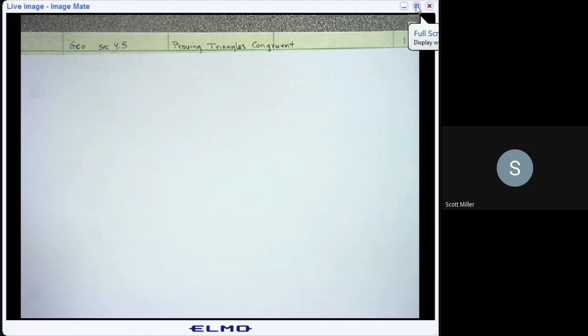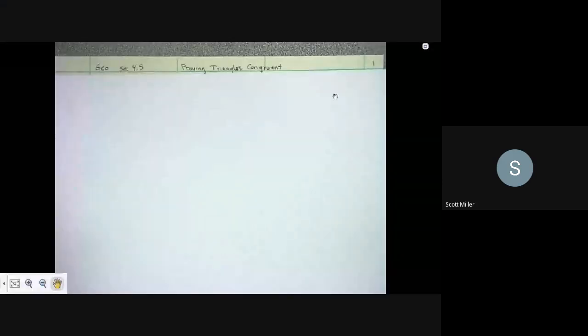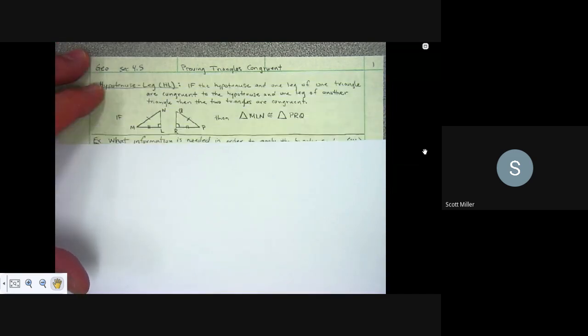So here is section 4.5, the concluding section on proving triangles congruent. So far, recapping real quickly, we have side-angle-side, side-side-side, side-angle-side, angle-side-angle, and angle-angle-side. So this one is for a more specific type of triangle, and it's called the right triangle.